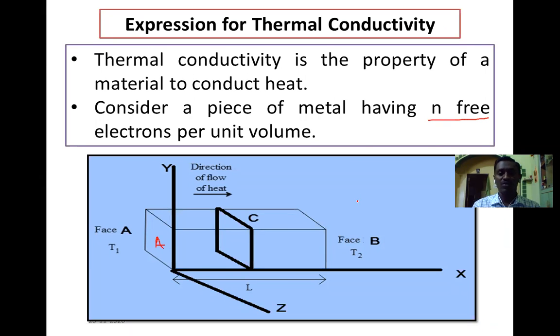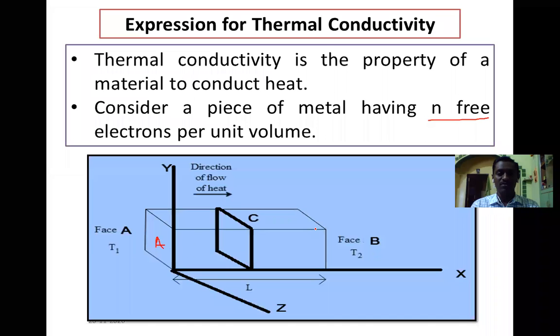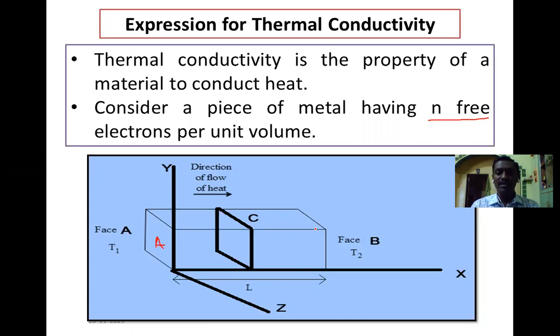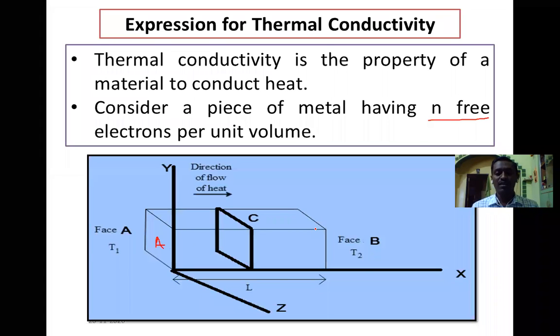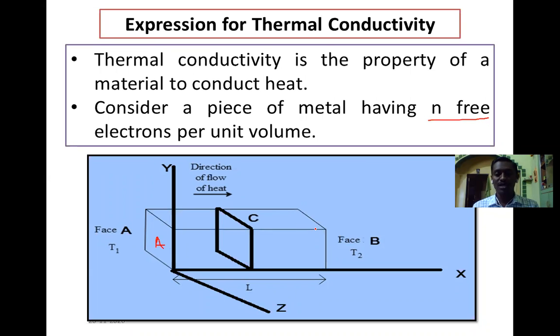Suppose if you want to calculate the total electrons in that block, then that will be n, the number of electrons per unit volume, into the volume of that parallelopiped. That is, the volume of the parallelopiped will be A into L, into n. That will be the total number of electrons in that parallelopiped.